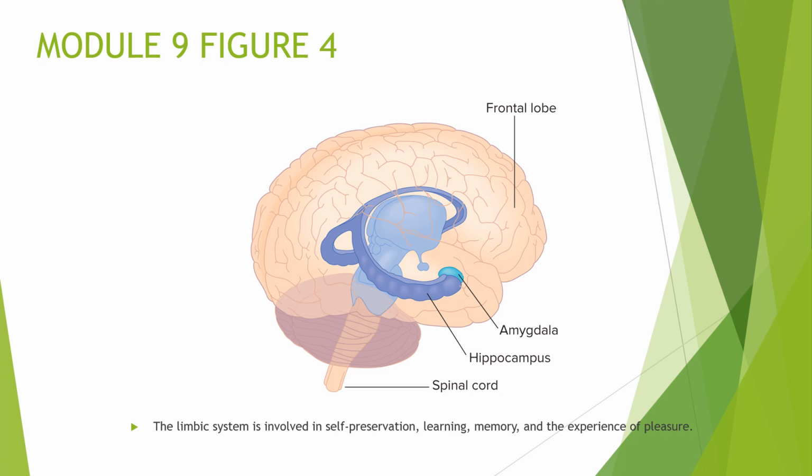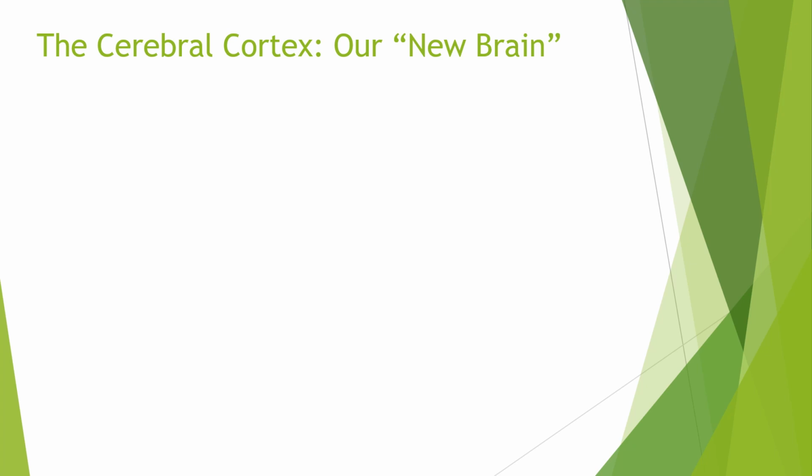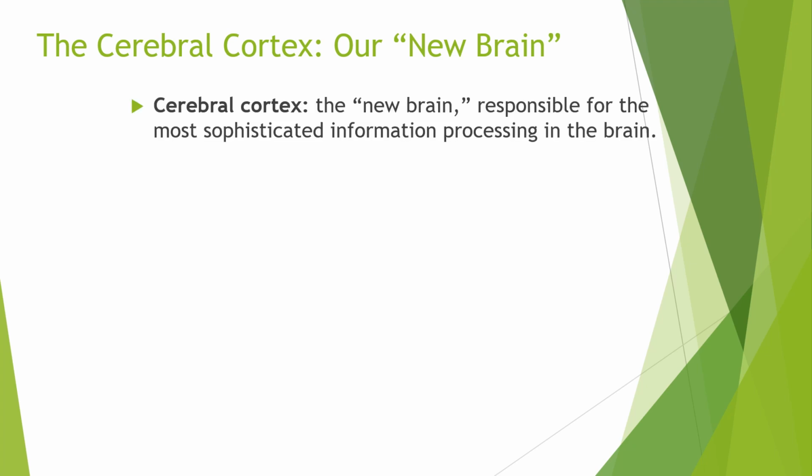Now, everything that we've talked about so far was the old brain. If we move on now, we talk about the cerebral cortex, which is our new brain. And if you remember the picture in the slide, a couple of slides previously, we had that picture of both the old brain and the new brain. And we said that the cerebral cortex is also referred to as the new brain. And it is responsible for the most sophisticated information processing that occurs in the brain.